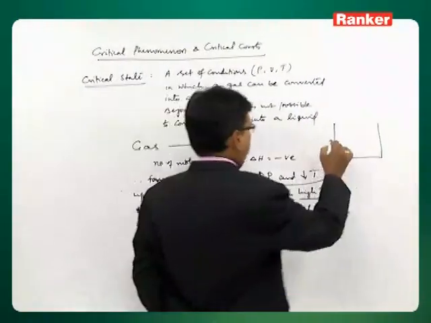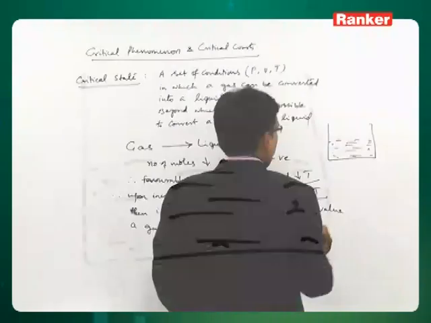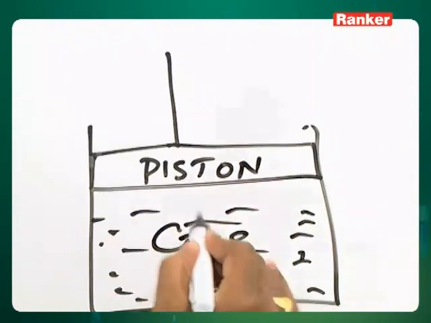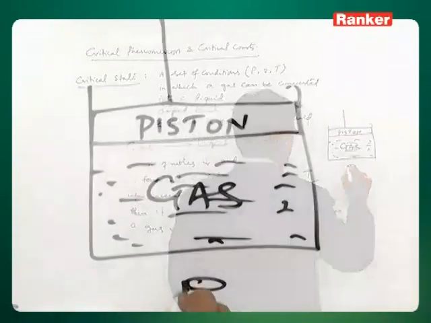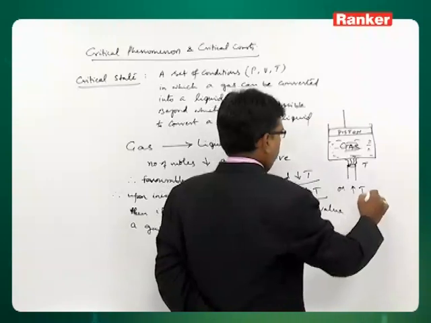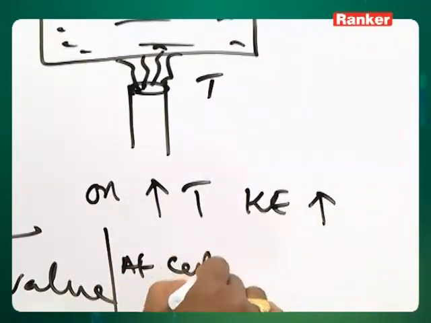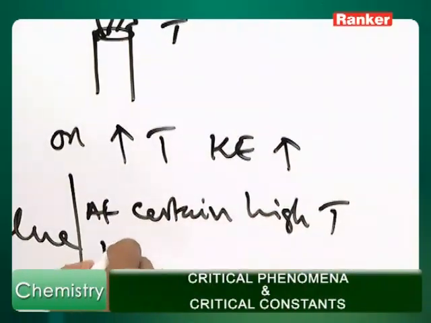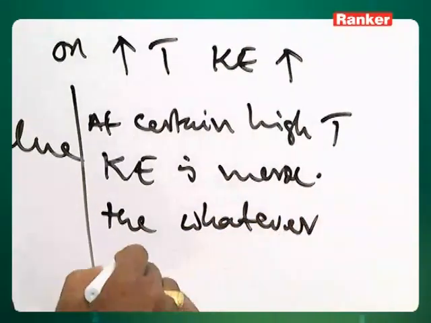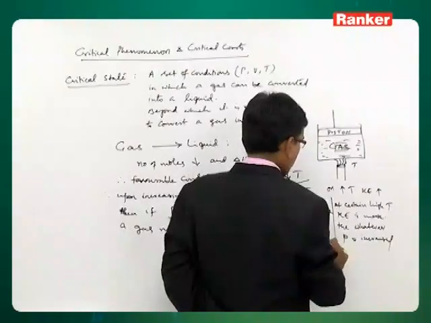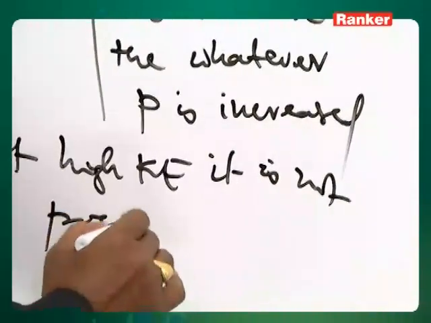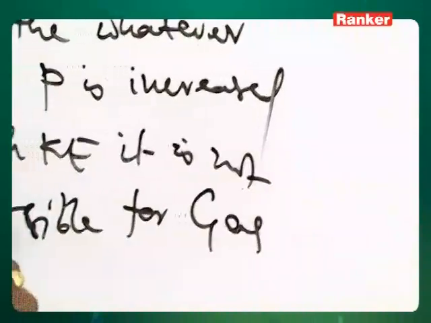So, what I mean to say is, take a gas in a closed vessel. You have a piston, gas, and here this is temperature. Now, on increasing temperature, kinetic energy increases. At a certain high temperature, where KE is maximum, then whatever P is increased at high kinetic energy, it is not possible for the gas to convert into liquid.